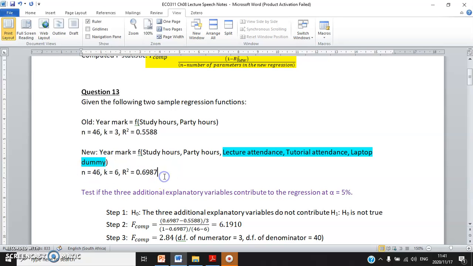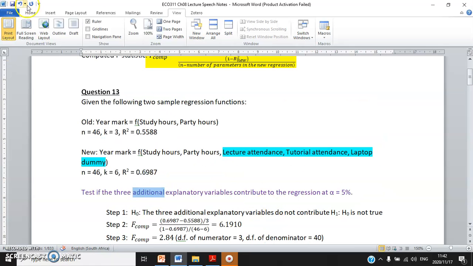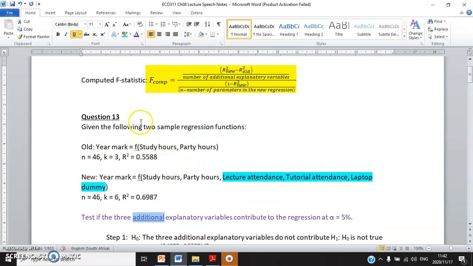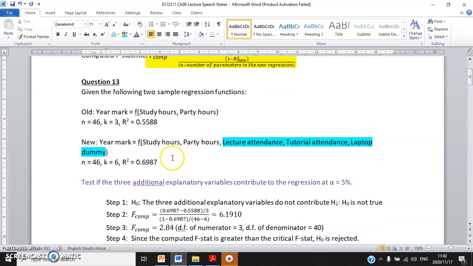Then again, I give you the N. K, I'm not supposed to give it to you, but you would quickly realize: 5 slope parameters plus the constant, so K should be equal to 6. For the first one, K should be equal to 3. And then I must give you the R squared of both regressions. Test if the 3 additional explanatory variables contribute to the regression at alpha equals 5%. You spot the keyword additional, so it must be the second type of F test, marginal contribution of additional explanatory variables.